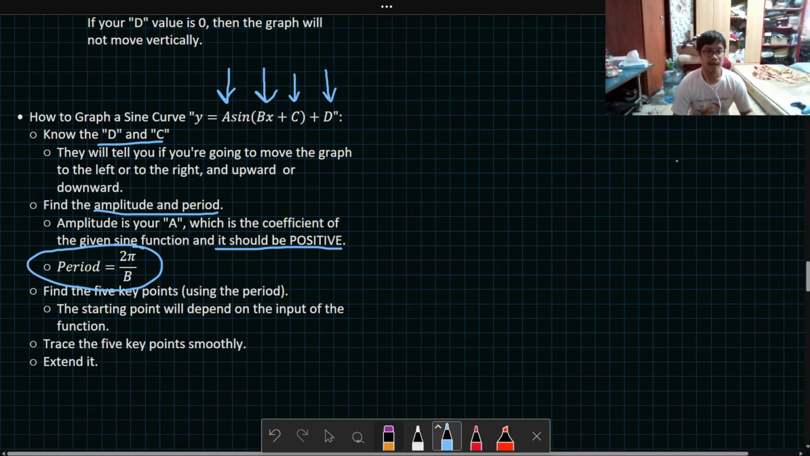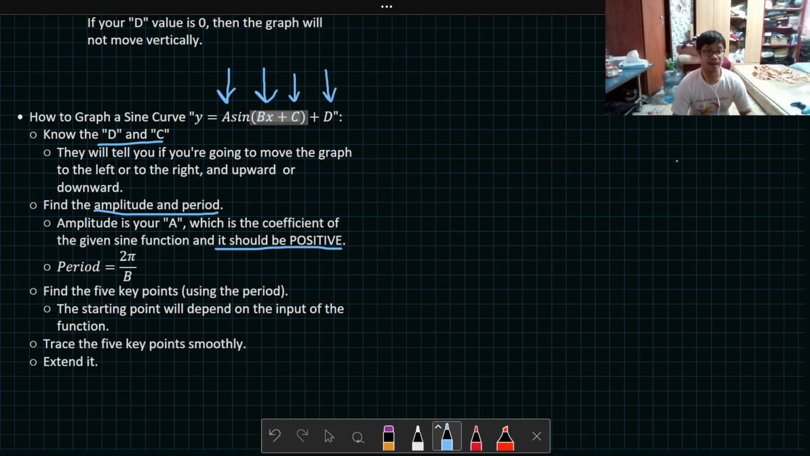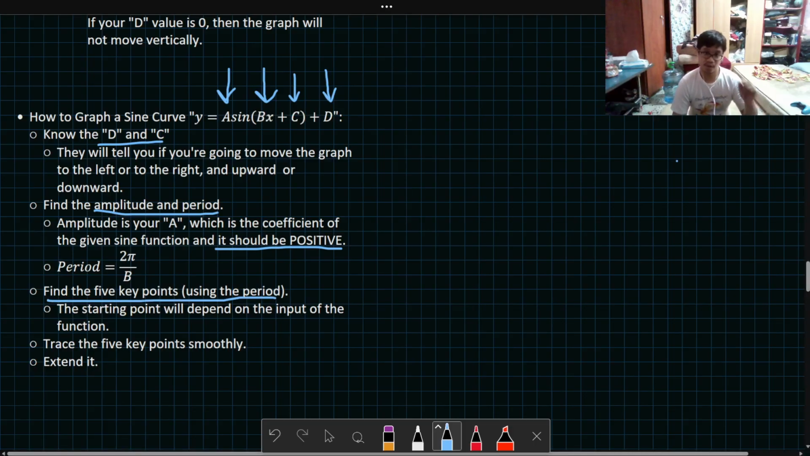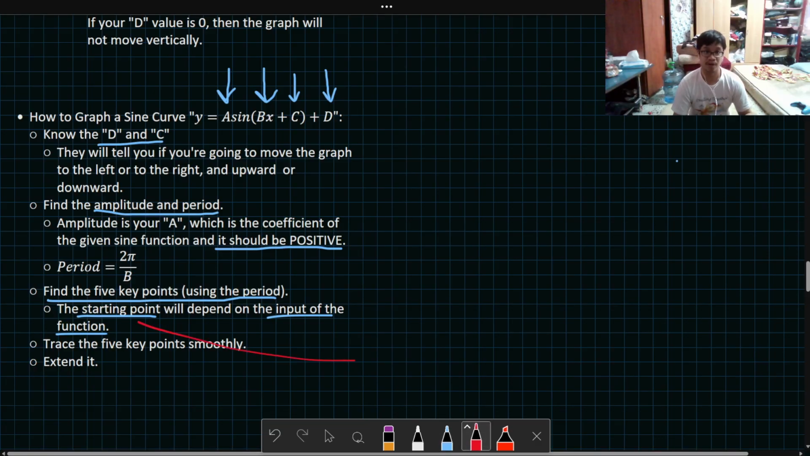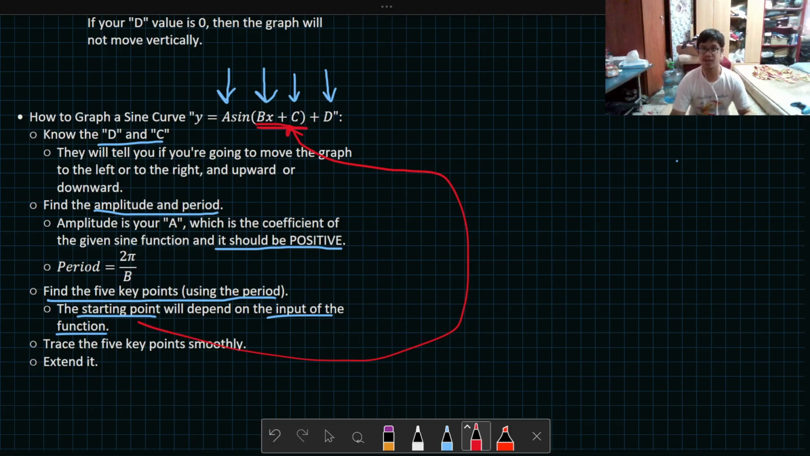Then next, we're going to find the 5 key points using the period. But there's one additional piece of information: the starting point will be called the first key point. This first key point will be based on the input of the function. What I mean is that for you to find the first key point, or the starting point rather, you're going to base it here, this one, in which we're going to discuss that later.